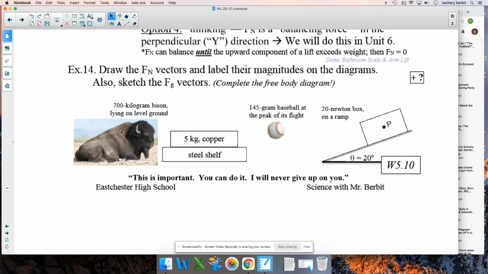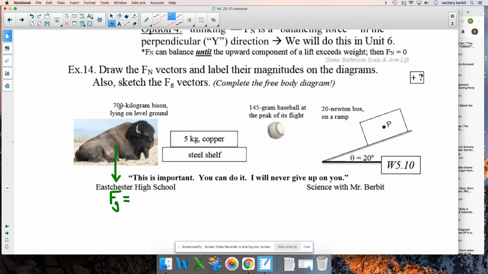Here we have a 700 kilogram bison lying on level ground. Now, after you went through W59, you understand this bison has weight. The weight vector points down toward the center of the earth. So if you were to draw an arrow representing the bison's weight, you would draw an arrow pointing straight down toward the center of the earth. We would call that arrow Fg. That's its force due to gravity, its weight, acting on the bison.